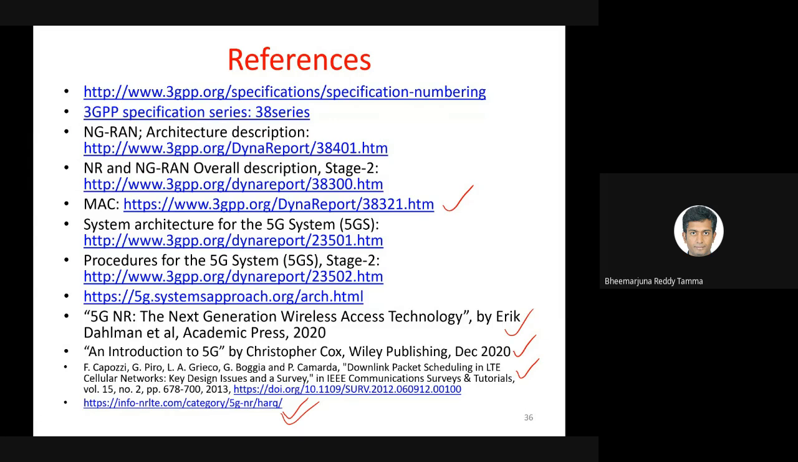blog that talks about what is hybrid ARQ, which is a kind of summary of what is there in these two books. So if you don't have access to these books, at least go through this blog.